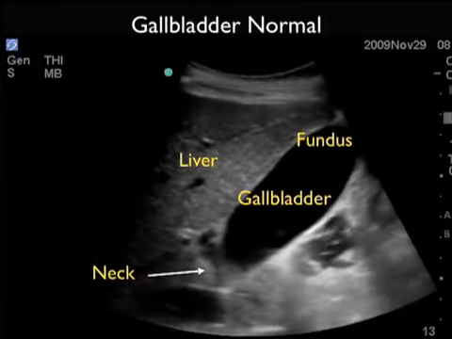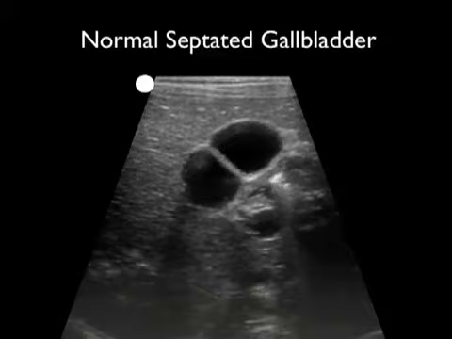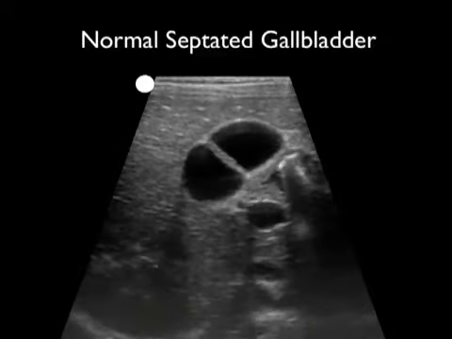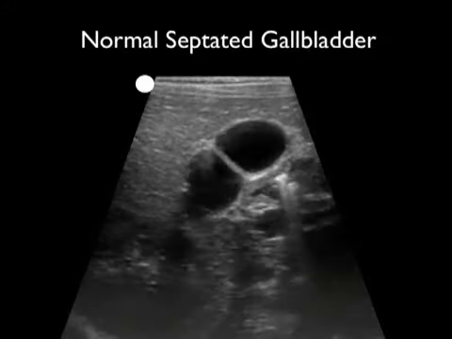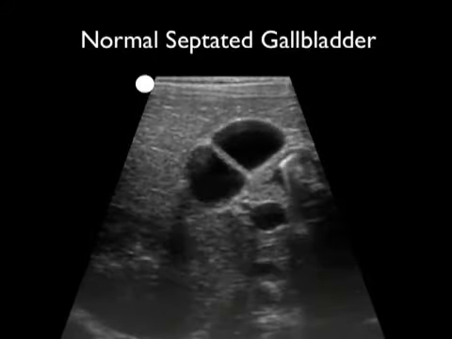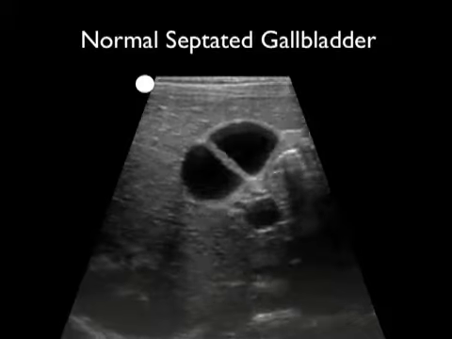Here's a normal variant known as a septated gallbladder, and we see a little septum, that little white line, going through the middle of the gallbladder. This can be seen on bedside sonography and is not to be mistaken as pathology.